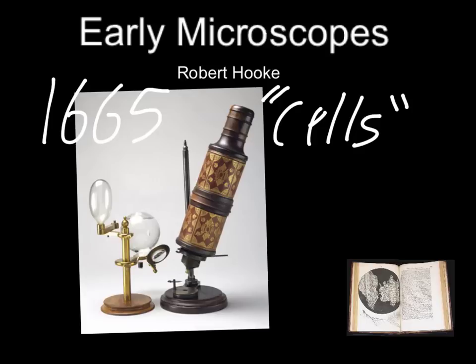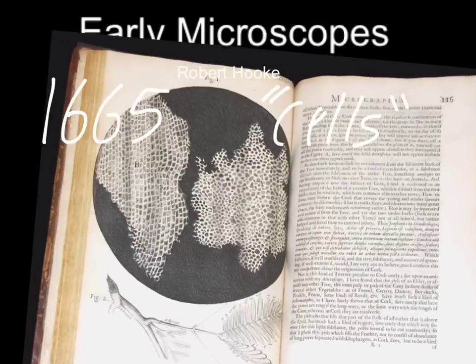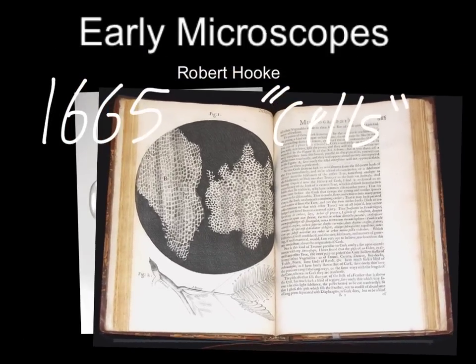But again, he's looking at cork under the microscope, and he comes up with the term cells because the cork itself reminds him of the tiny cells used in monasteries. Monasteries are where priests are living at this time. And he then uses that term to describe the cork itself.